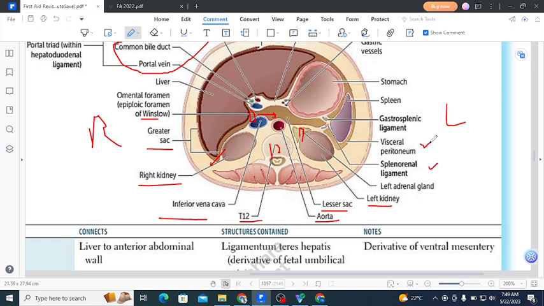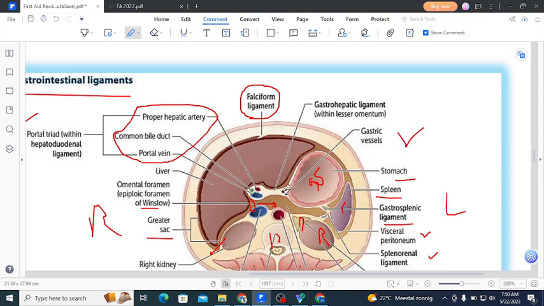Then we have the visceral peritoneum, the gastrosplenic ligament. There are two ligaments attached to the spleen. The first one is the gastrosplenic ligament, attaching the stomach, and the second is the splenorenal ligament. The spleen is in close proximity to the stomach and to the kidney, right? So between the stomach and spleen we have the gastrosplenic ligament, and between the spleen and kidney we have the splenorenal ligament. This is the spleen, then we have the stomach, then the gastric vessels look like this, then the gastrohepatic ligament within the lesser omentum is present over here. The gastrohepatic ligament is present within the lesser sac.